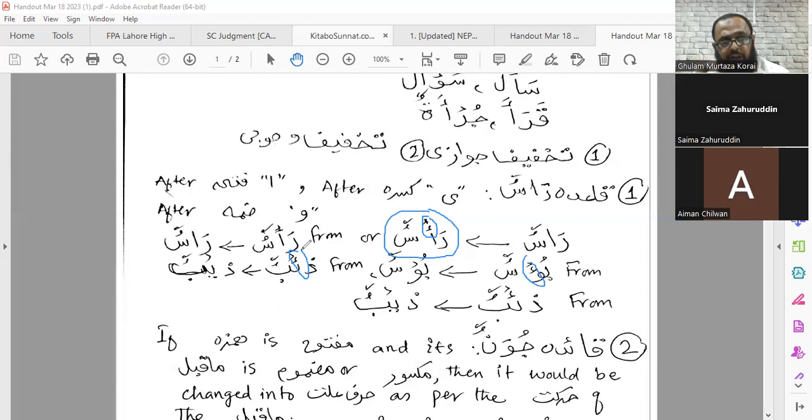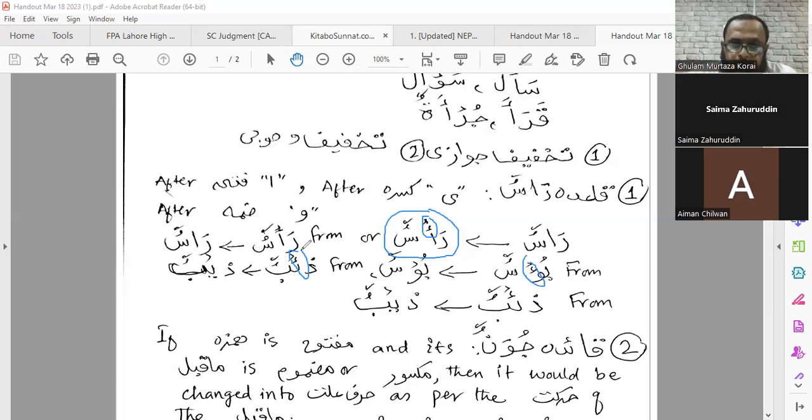Now that hamza can be changed into harf illat, any harf illat like alif, waw, ya. How can it be changed? It can be changed as per the harakat of the ma qabl. If the ma qabl is maftuh, it will be changed into alif. If the ma qabl is madmum, it will change into waw. If the ma qabl is maksur, it will be changed into ya. Is that clear, brother and sister?